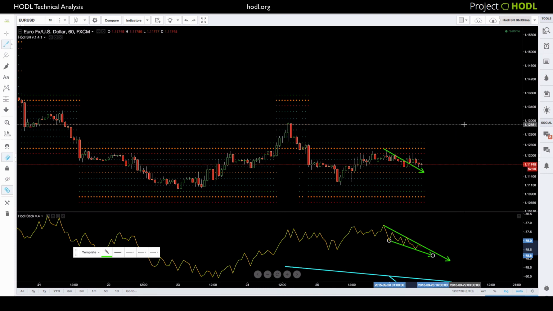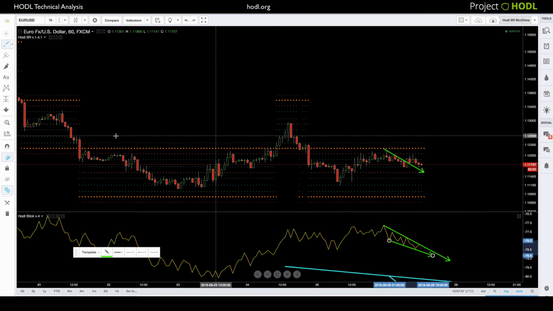Yes, that was technical analysis with HODL SR and HODL stick. I didn't use any other tools. You can cross-check this with your techniques. I hope that you learned something new.